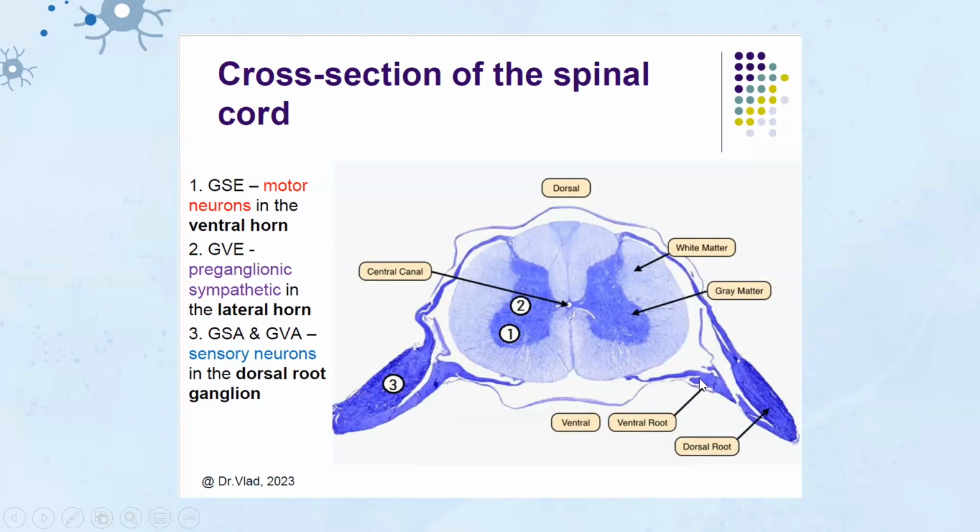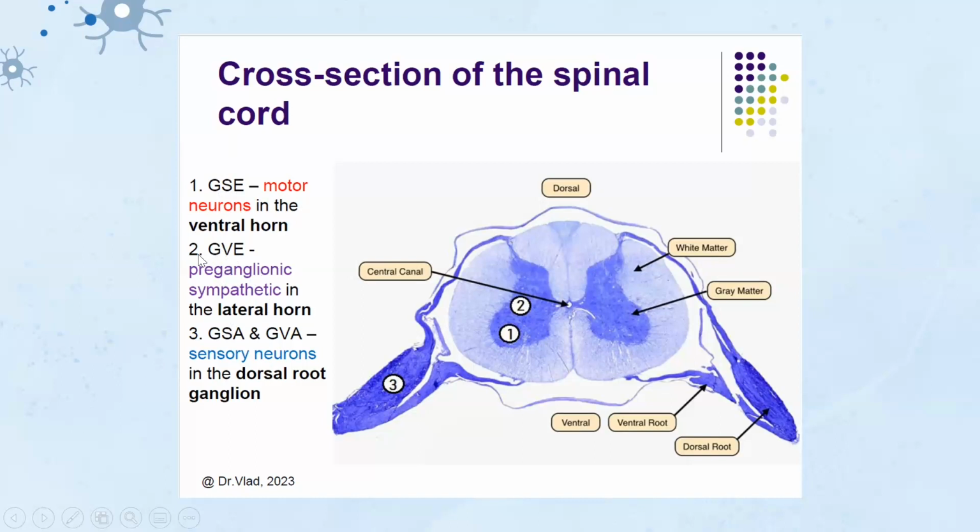This is a ventral root, and this is a dorsal root. Okay, ventral root, dorsal root, ventral horn, dorsal horn. Ventral means anterior. This is another word for anterior. The general somatic efferent, we said that they're the motor neurons in the ventral horn. The general visceral efferent means they're going to the body, to the organs. Visceral, to the organs of the abdomen or the thoracic. So these should be preganglionic sympathetic in the lateral horn.